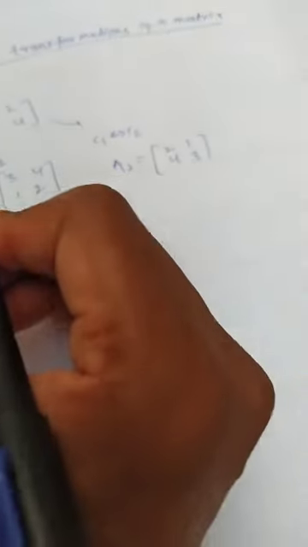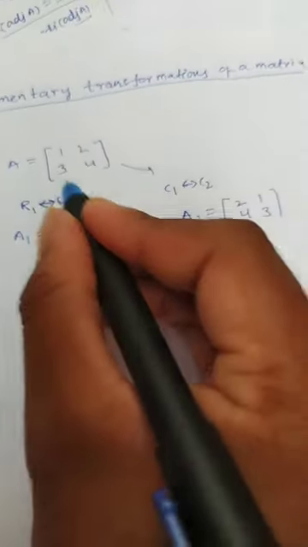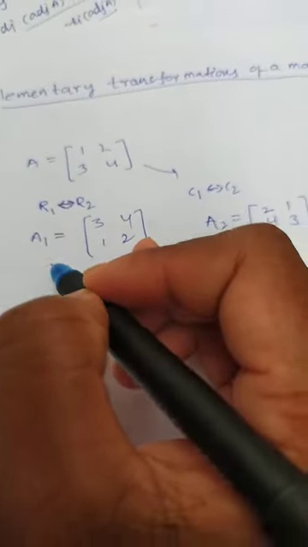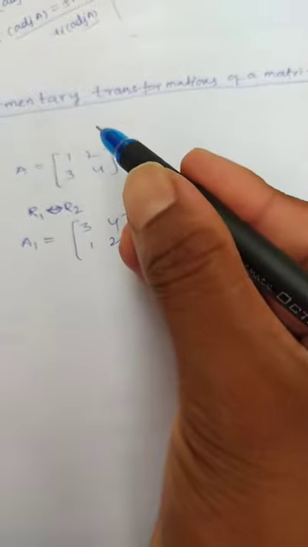Here also A1 and A are equivalent matrices. Why? Because the order is the same and it is obtained from A by using some row operations. So two matrices are said to be equivalent matrices if the second matrix is obtained from the first matrix by using some row operations. Okay.